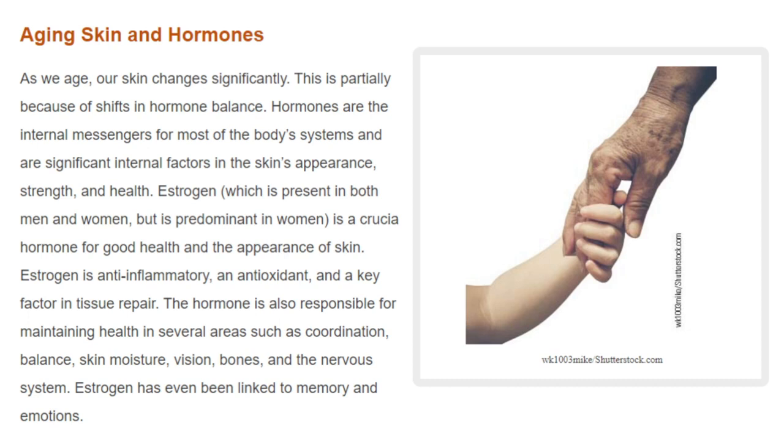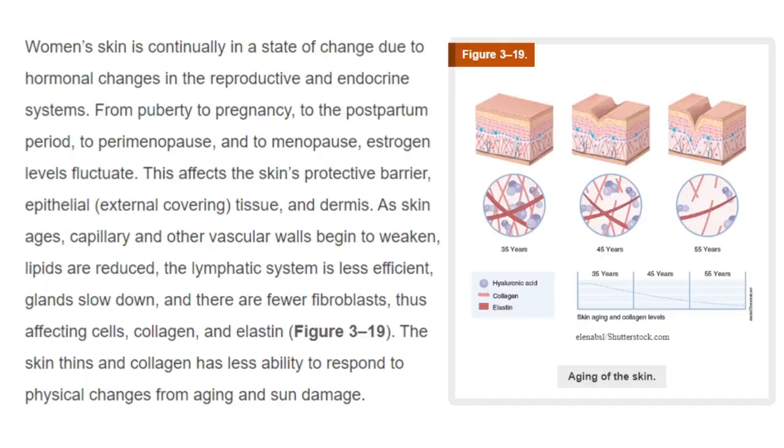Estrogen is anti-inflammatory, an antioxidant, and a key factor in tissue repair. The hormone is also responsible for maintaining health in several areas such as coordination, balance, skin moisture, vision, bones, and the nervous system. Estrogen has even been linked to memory and emotions. Women's skin is continually in a state of change due to hormonal changes in the reproductive and endocrine systems. From puberty to pregnancy, to the postpartum period, to perimenopause, and to menopause, estrogen levels fluctuate.